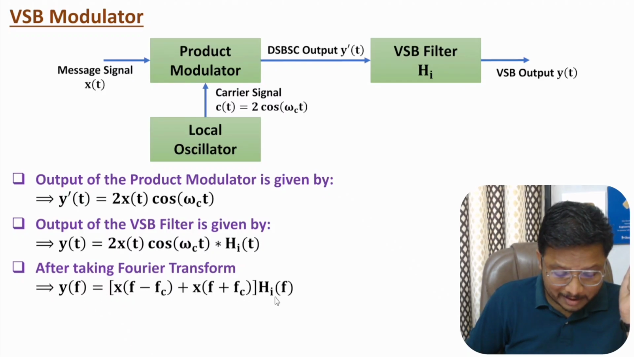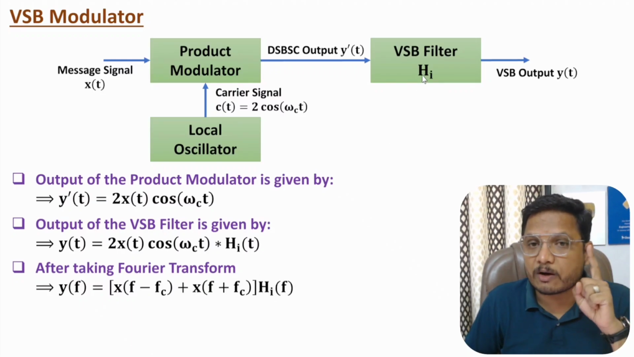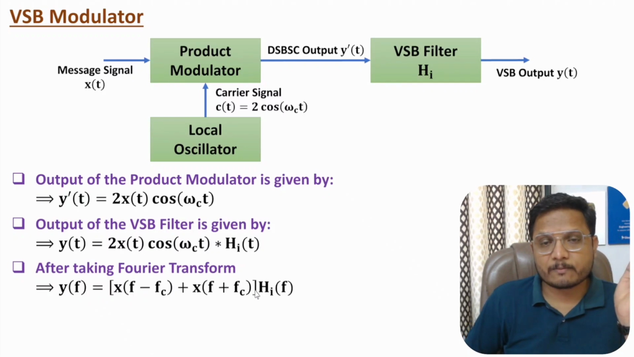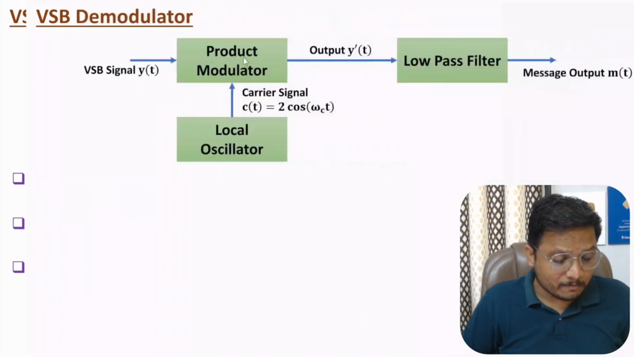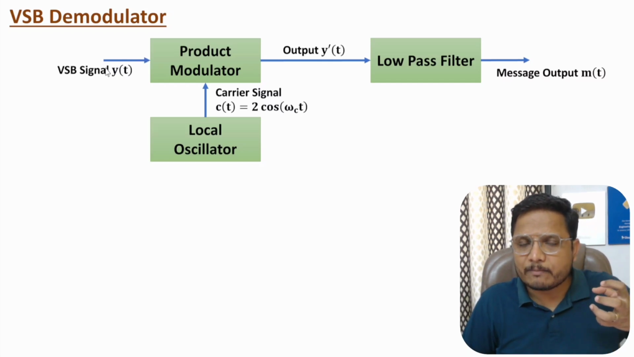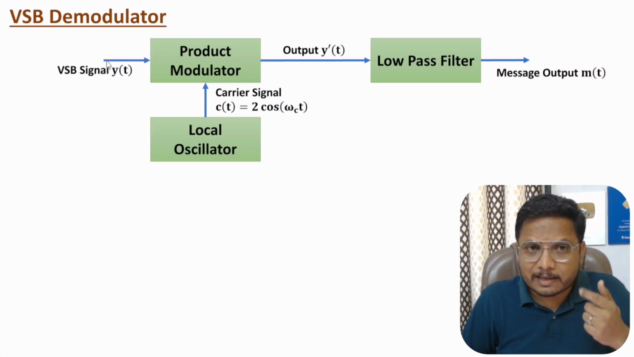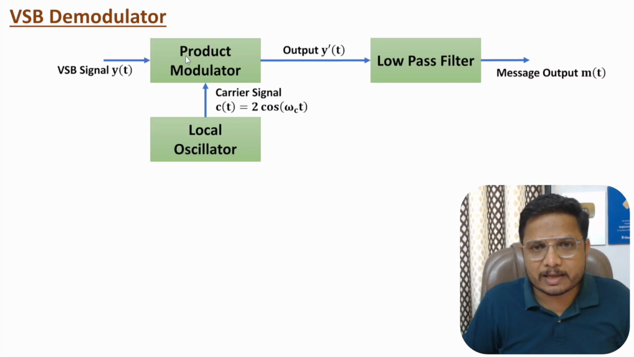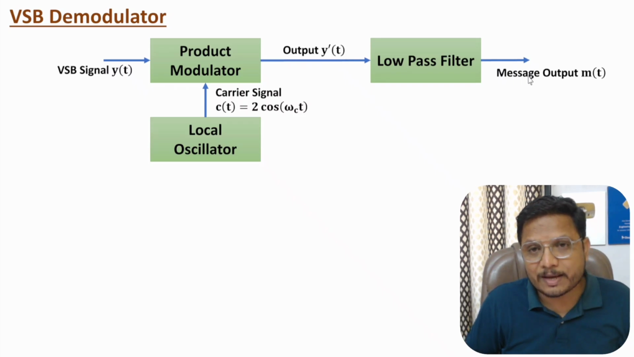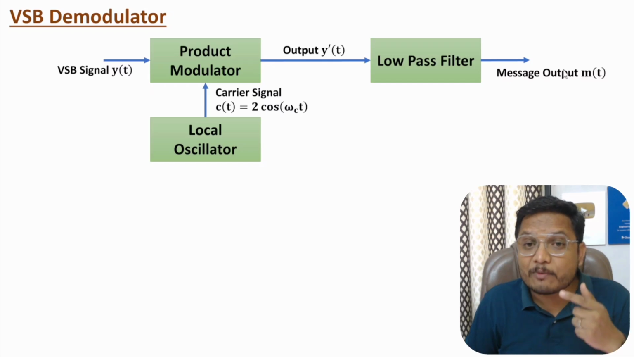And this VSB output is purely dependent on h i of f, and this h i of f is the frequency response of the VSB filter, right? Now I will explain the demodulation process of this, right? To get demodulation, here we have a VSB demodulator, where the input is the VSB signal. So at the receiver side, we have the VSB signal that we are receiving, and we give it to a product modulator again. The second input to the product modulator is the carrier signal. Obviously here we are multiplying these two signals, and whatever multiplication is there, we give it to a low pass filter, and at last we have the message signal as an output. But how do we get the message signal as an output?